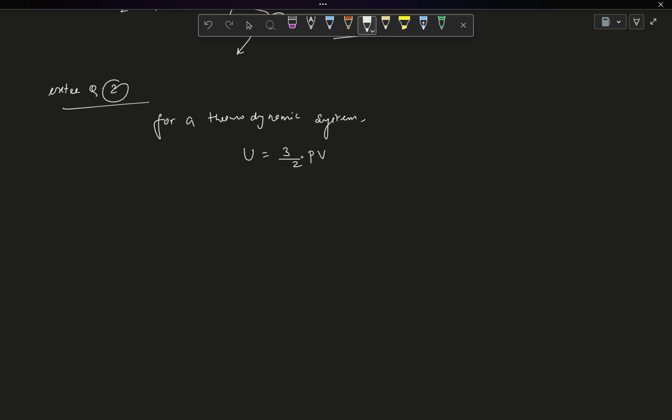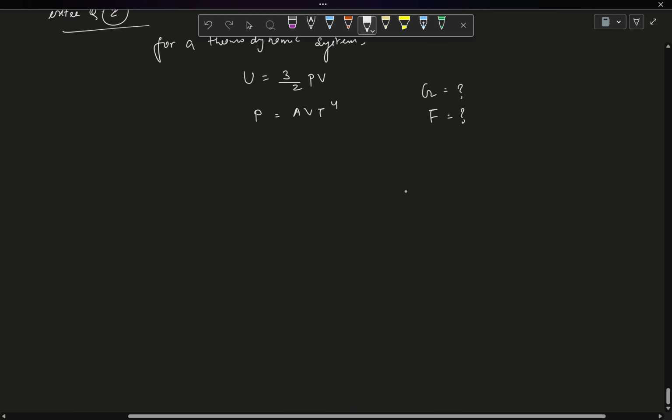So U, you know that is the general notation for the internal energy. P and V are the pressure and volume, and the pressure is A V T to the power of 4. Okay, and find the Gibbs potential and the Helmholtz potential. So what is the Gibbs potential G, and what is the Helmholtz potential, which is F? These are the two questions asked, and U is given, P is given.